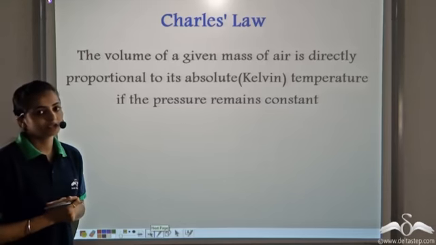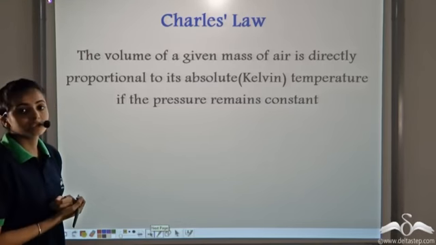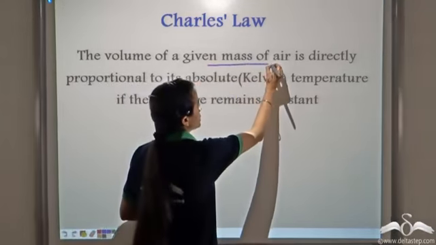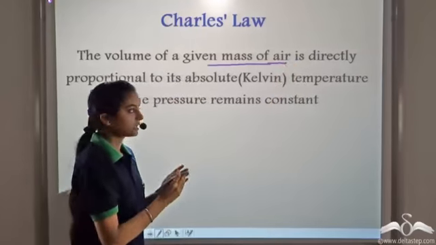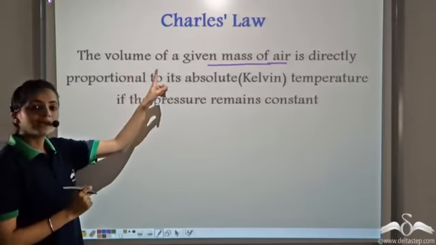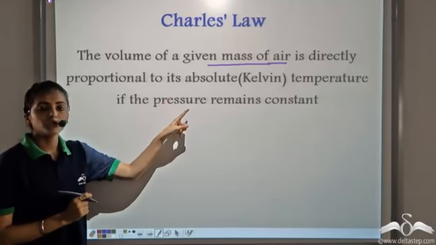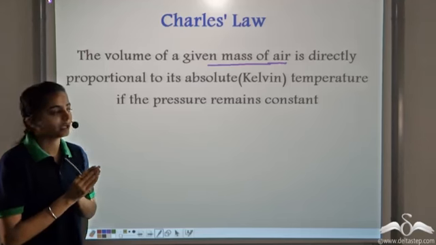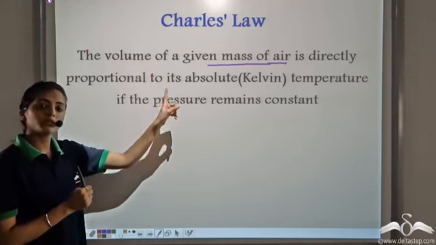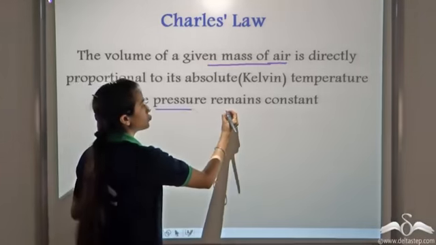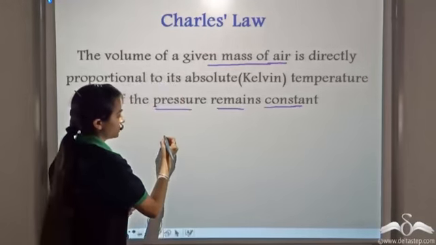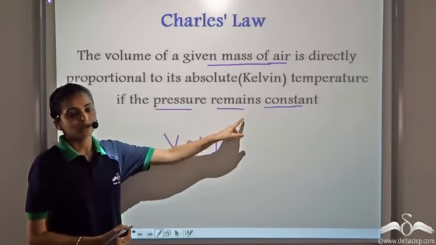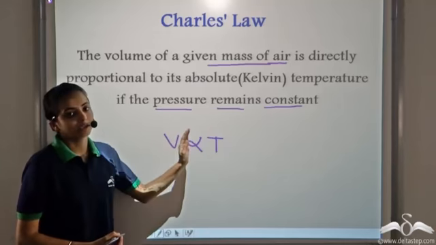Based on the experiment that Charles had performed and the data collected, he gave his law. His law states that the volume of a given mass of air, so notice that the law is valid for a particular gas, is directly proportional to its absolute temperature. Whenever we are talking of Charles' law, the temperature referred to is always the Kelvin or absolute temperature. So the volume is directly proportional to temperature provided its pressure remains constant. This is Charles' law for a particular gas.